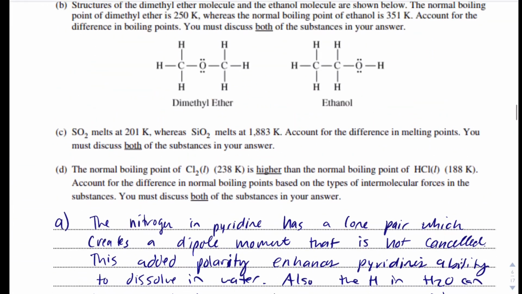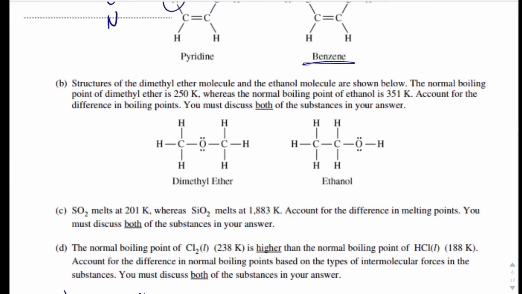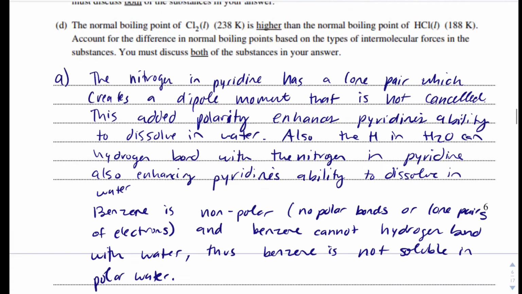Okay. Now, in B, it says structures of dimethyl ether and ethanol are shown below. The normal boiling point of dimethyl ether is 250 K, whereas the normal boiling point of ethanol is 351 K. Account for the difference in boiling point. So hopefully this OH here is really sticking out to you.